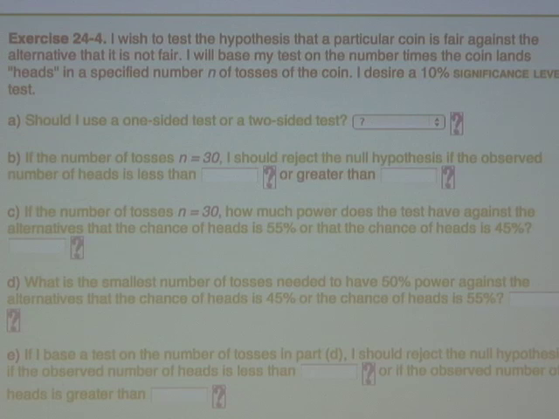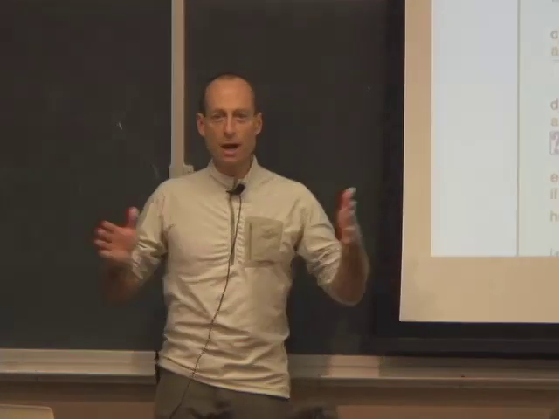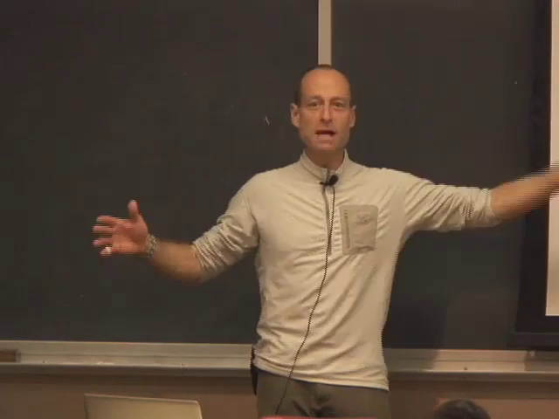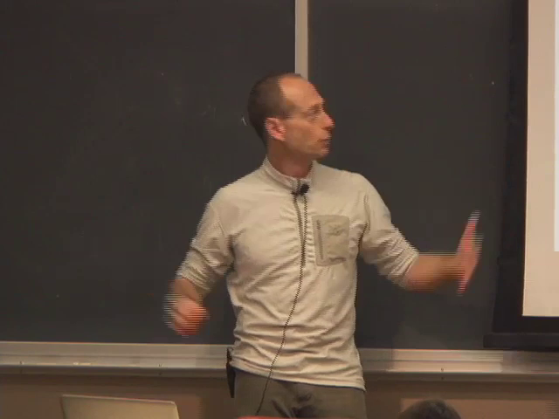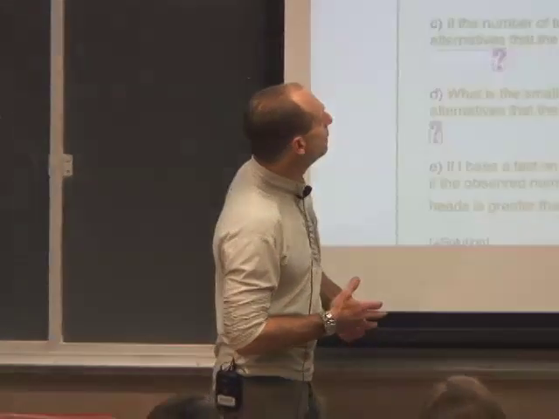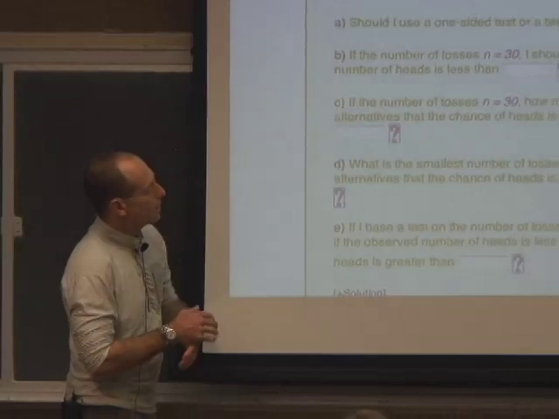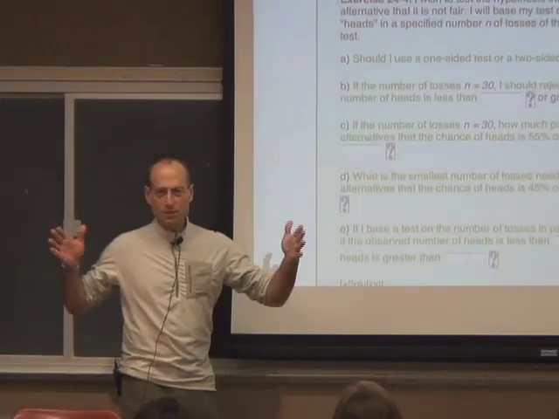So if I want to have good power against the possibility that the coin has a small chance of landing heads, and also have good power against the possibility that the coin has too big a chance of landing heads, then I would want to design my test so that I reject if I see too few heads or too many heads in n tosses. Okay, so suppose that I'm going to use 30 tosses, where should I pick my cut points to be?